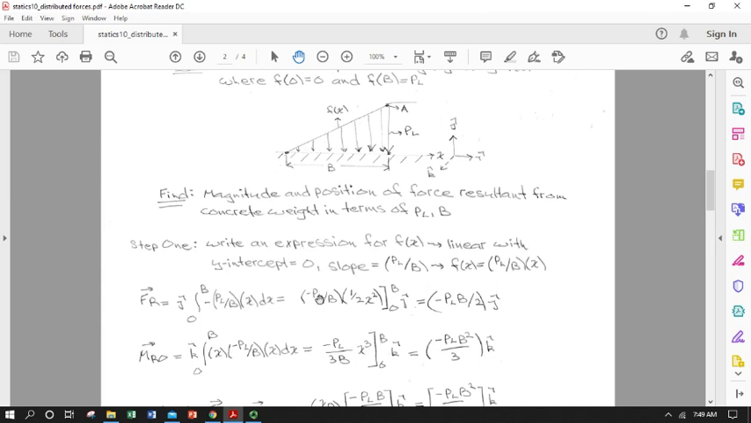Constants just stay there, right? Because if I take the derivative of something multiplied by a constant, the constant just stays. So this negative p sub l over b just stays. It's a constant. Okay, so here's our integral. We have now added up, we have a continuous expression for the total weight.